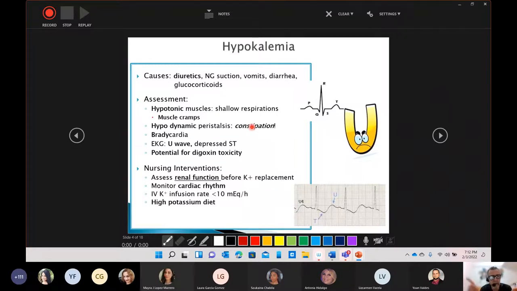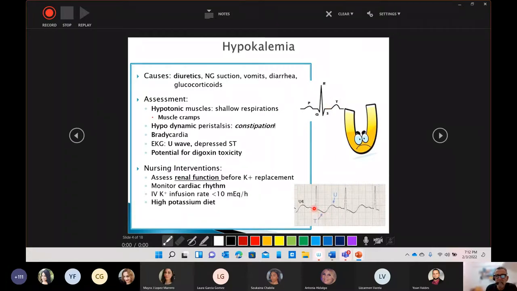Electrolyte alterations can produce EKG alteration. So I need to think in hypokalemia. What is the alteration that I expect? The appearance of a U wave, a wave that normally is not present in the EKG. And also I'll see depression of the ST segment and inversion of the T wave, as you see here.